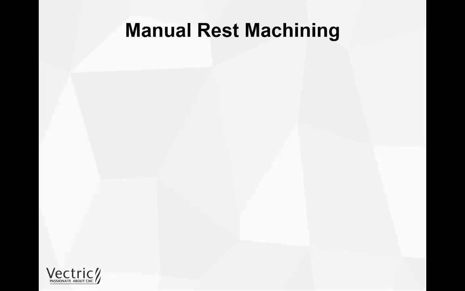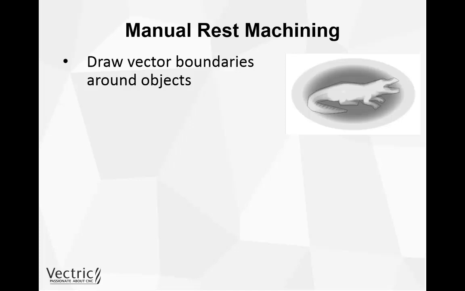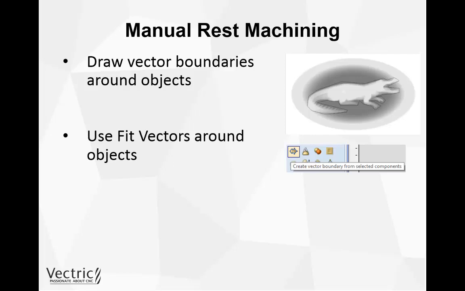Secondly is manual REST machining. This is where we draw vector boundaries around objects that would require a smaller tool, and then we would machine the rest with a larger tool. We also have this option within the software, where we can use the fit vectors around the selected objects tool. That will automatically create a vector for us around the 3D object that we selected from the component tree.